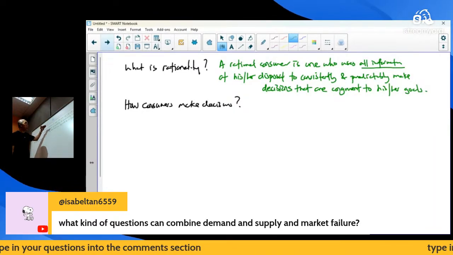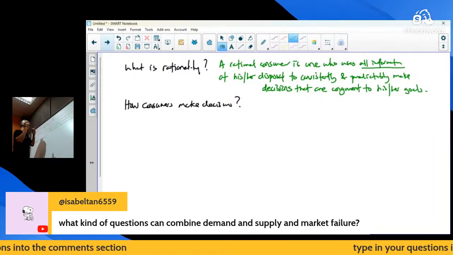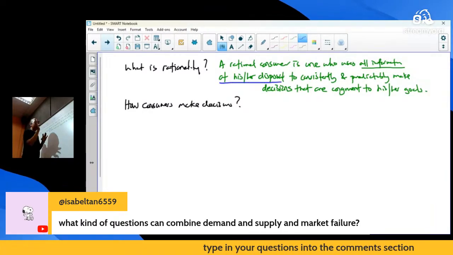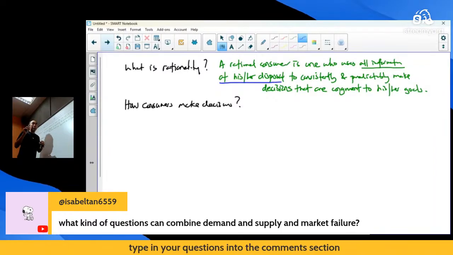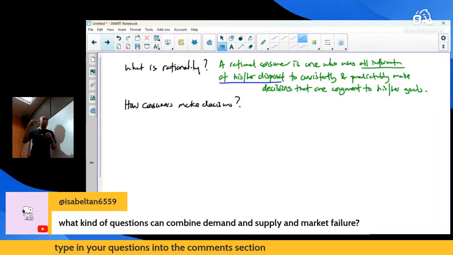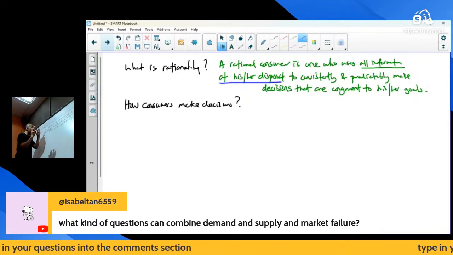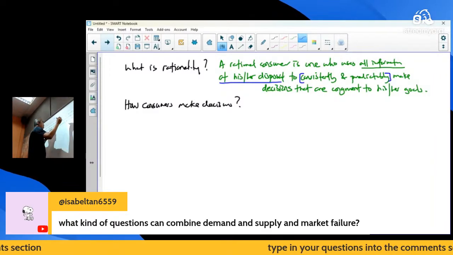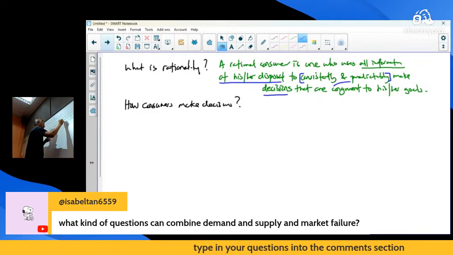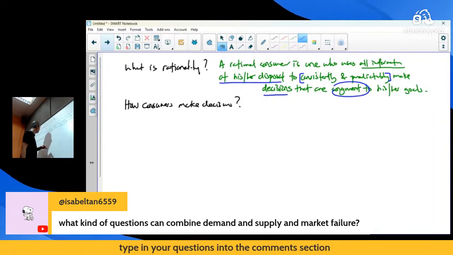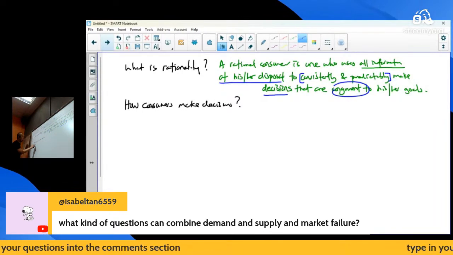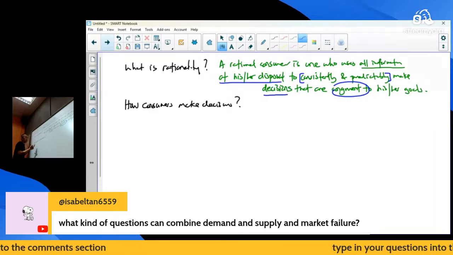A rational consumer is one who uses all information at their disposal. I emphasize, information at his or her disposal doesn't have to be perfect information. That means the consumer can actually get the information wrong, right, but still be rational. And this consumer will consistently and predictably make decisions that are congruent to their objectives. All right, so once you have defined rationality, then you need to explain the rational decision making.